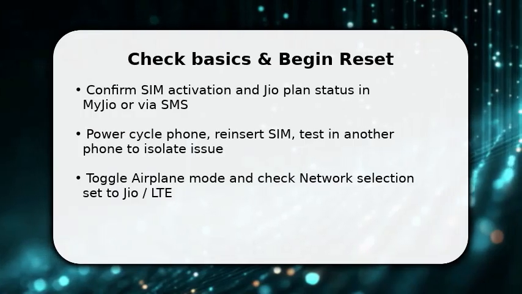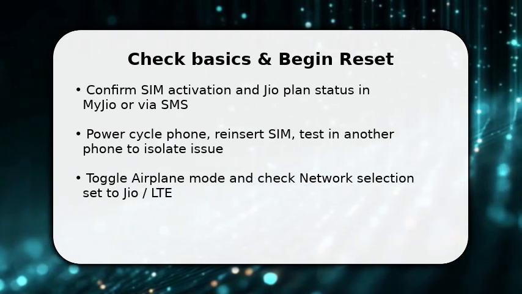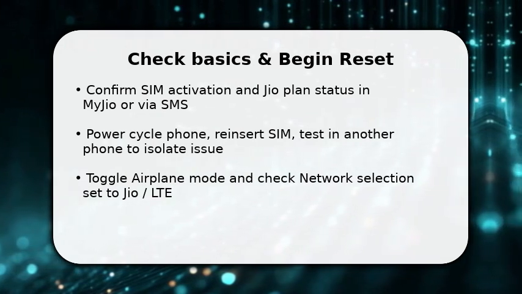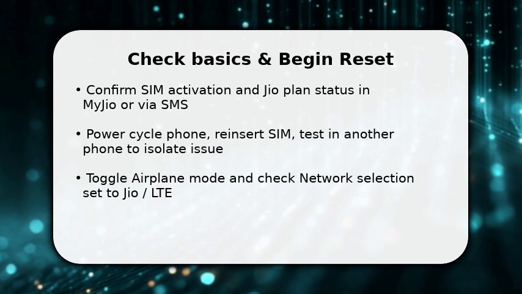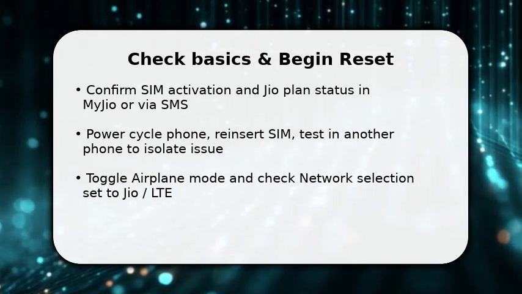You start by validating the account and hardware. This prevents wasted steps. First, use My Jio or SMS to confirm the SIM is active and the plan isn't suspended. Once done, power off, eject, and reset the SIM so contacts align, then boot and try again.